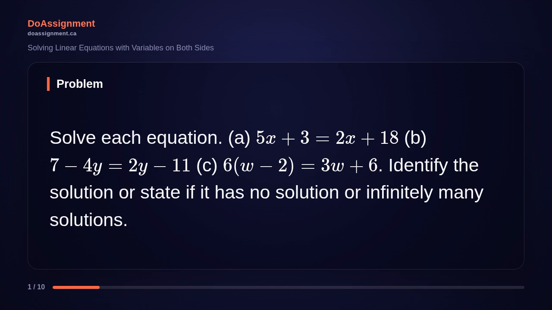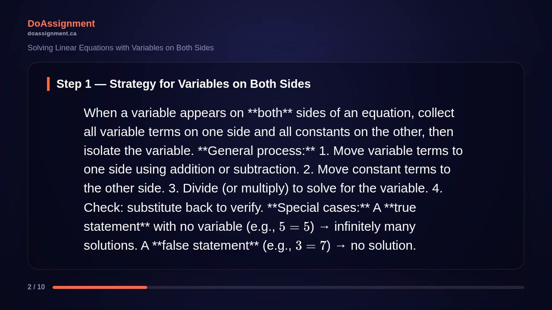Now let us work through the solutions step by step. When a variable appears on both sides of an equation, we collect all variable terms on one side and all constants on the other, then solve. There are two special cases to watch for. If simplifying produces a true statement with no variable left, the equation has infinitely many solutions. If it produces a false statement, it has no solution.